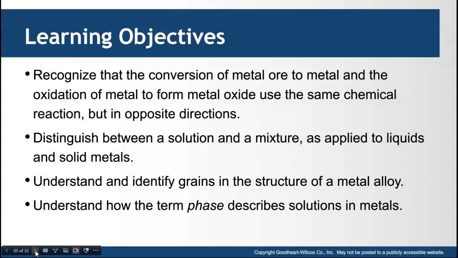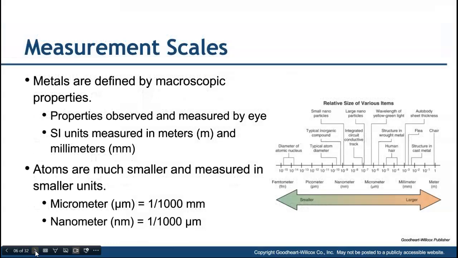We're going to recognize there's a conversion of metal ore to metal and the oxidation of metal to form metal oxides, that these are chemical reactions but in opposite directions. We're going to distinguish between a solution and a mixture as applied to liquids and solid metals. We're going to understand and identify grains in the structure of a metal alloy and understand how the term phase describes solutions in metals.